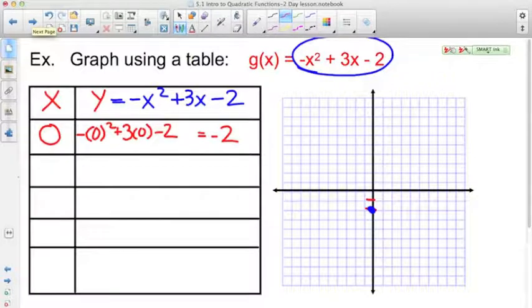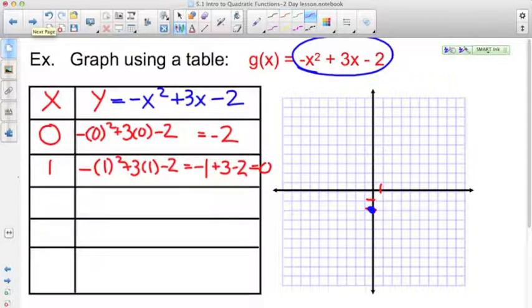Then let's just pick another value, 1. So we would substitute 1 into the blue equation and then simplify that. We have to remember our rules of simplifying using PEMDAS. We're going to do our exponents first. So 1 times 1 is 1, and then we still have a negative in front, so negative 1. And then 3 times 1 is 3, and then minus 2. So negative 1 plus 3 is 2. 2 minus 2 is 0. So now our next ordered pair is going to go over 1 and then up 0.